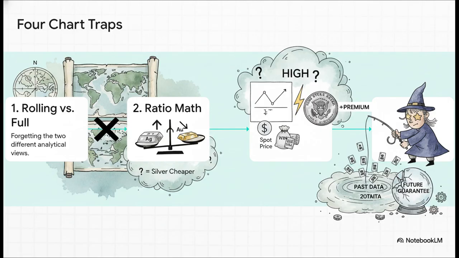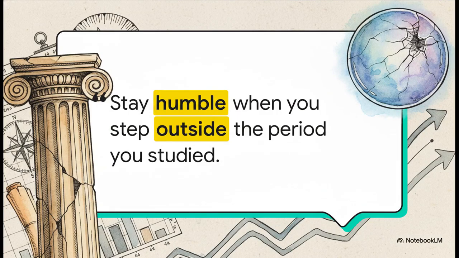Third, confusing the spot price you see on a chart with the actual price you'd pay for a physical coin, which always has a premium. And last, the hit rate fantasy. This idea that just because something happened 80% of the time in the past, it's a guarantee for the future. It's not. And really, this quote from the source material just sums it all up perfectly. History is an amazing guide, but it is not a crystal ball. What was true in the 1980s might not be true today, so you always have to approach the data with a healthy dose of humility.